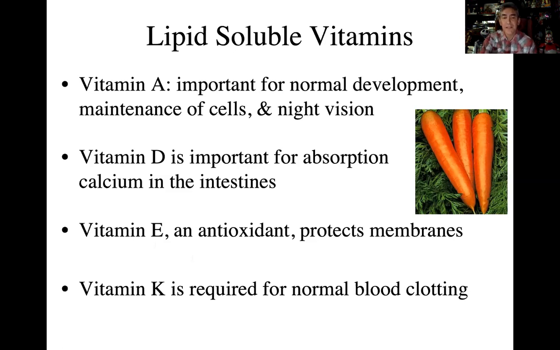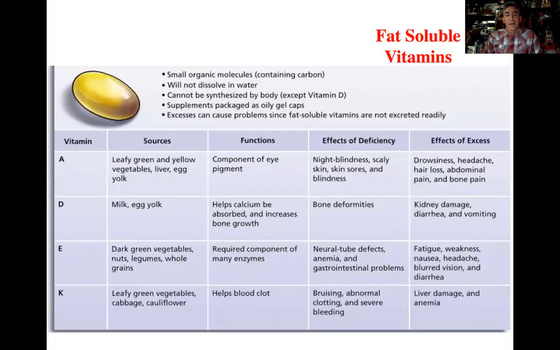Then vitamin K for normal blood clotting, right? K for clotting. This should be in the notes, showing you the vitamin, the sources of where we get that vitamin naturally, and the functions. The key point that I want to address here is the idea of these two columns.